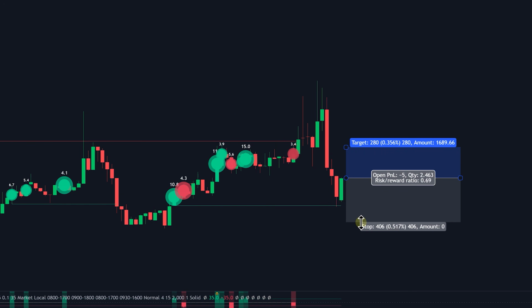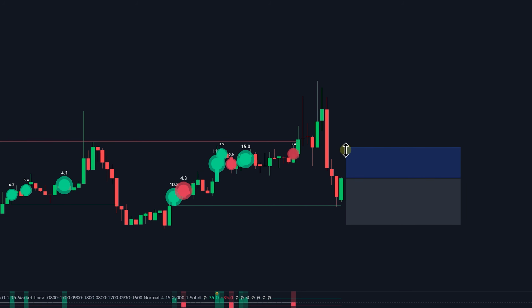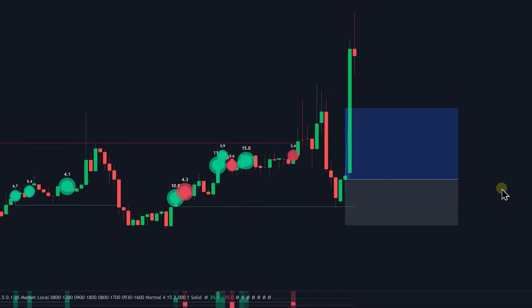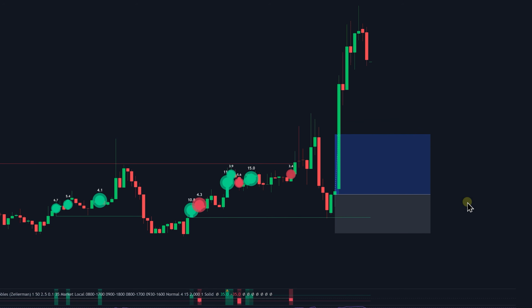The stop loss goes comfortably below the microburst level. The take profit is going to be set at 1.5 times the risk, letting the trade run. And as you can see, the trade would have been profitable.